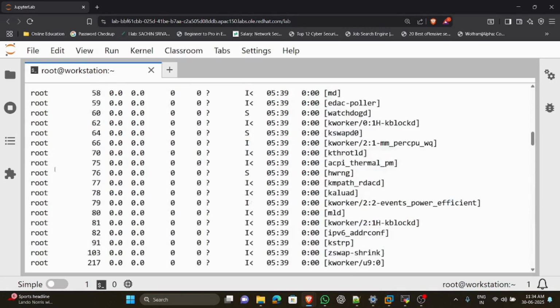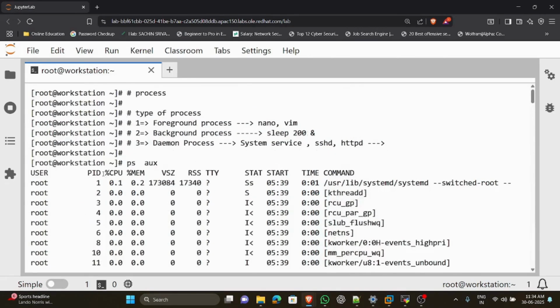So what is the meaning of percentage CPU? Percentage CPU means what percentage of CPU is being utilized. At the same time, there is percentage MEM. MEM means the utilization of RAM in percentage. Then VSZ. VSZ means virtual memory size, which is being used. Then there is RSS. RSS means resident set size, or actual physical memory. Then TTY. TTY means the terminal where the process is running.